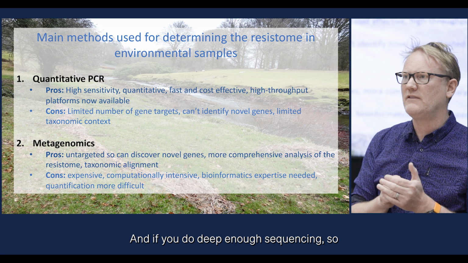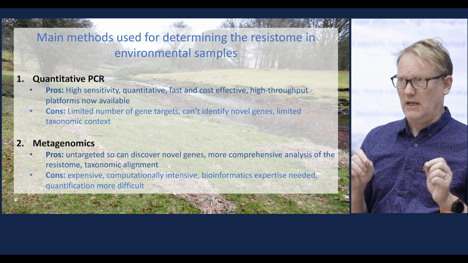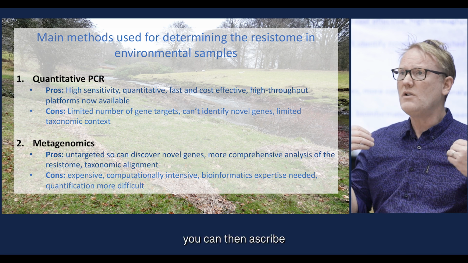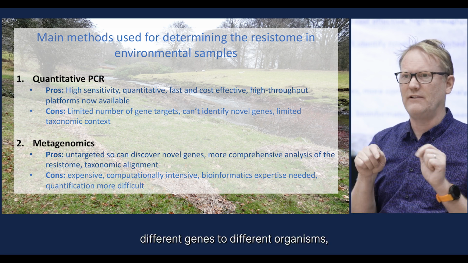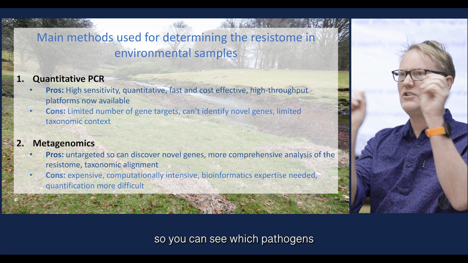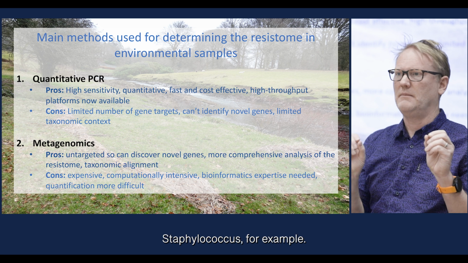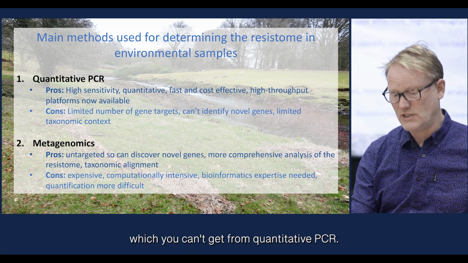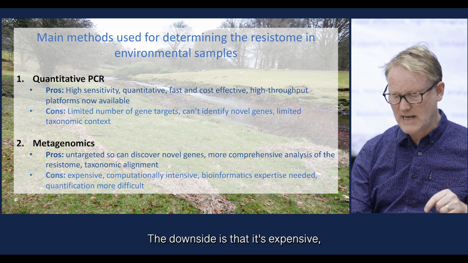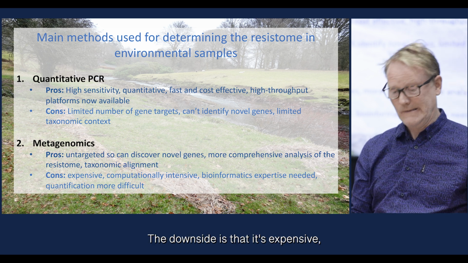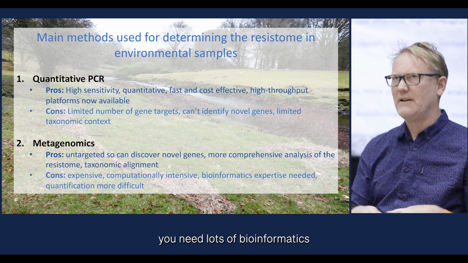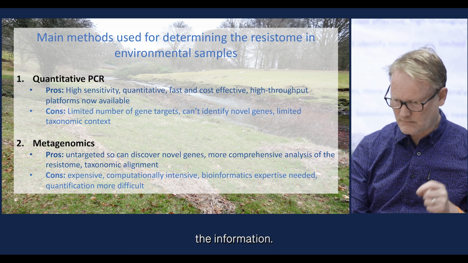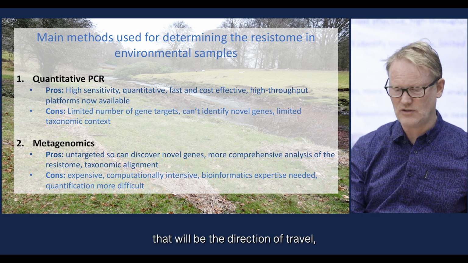And if you do deep enough sequencing, using what we would call an Illumina NovaSeq, for example, you can then ascribe different genes to different organisms. So you can see which pathogens you might be interested in, Staphylococcus, for example, and which genes it has, which you can't get from quantitative PCR. The downside is that it's expensive, and computationally you need lots of bioinformatics and supercomputers to be able to process the information. Ultimately, that will be the direction of travel, I think.